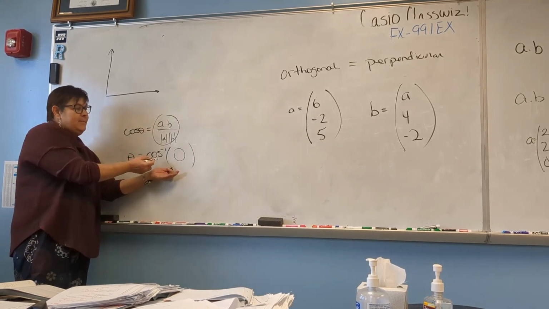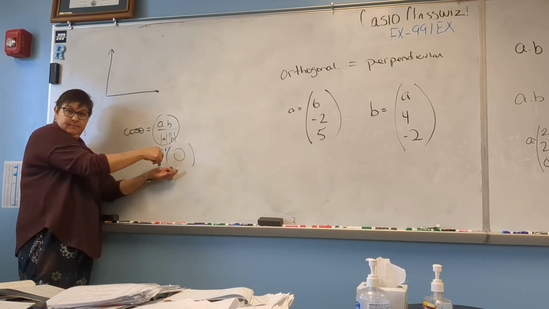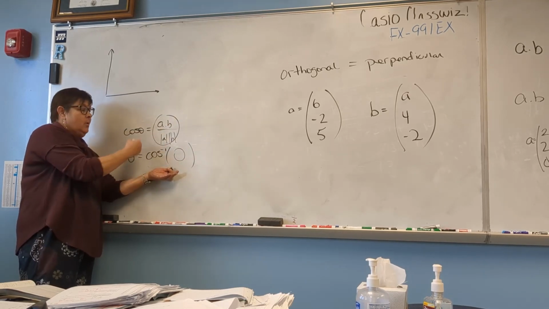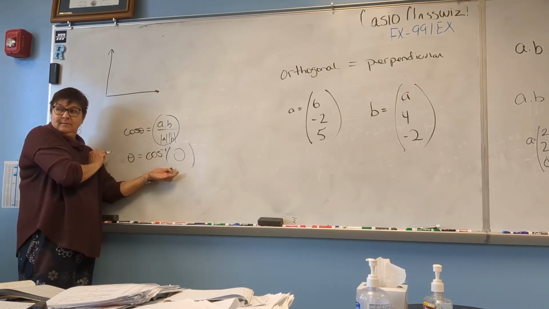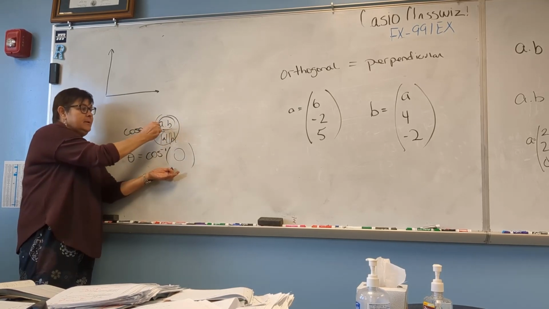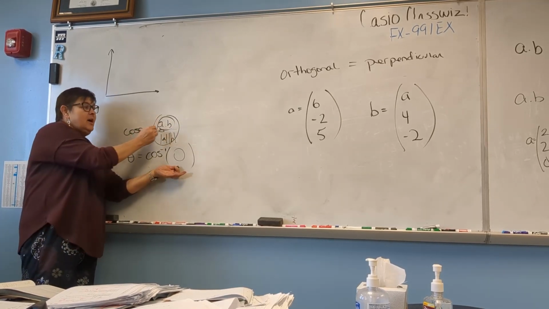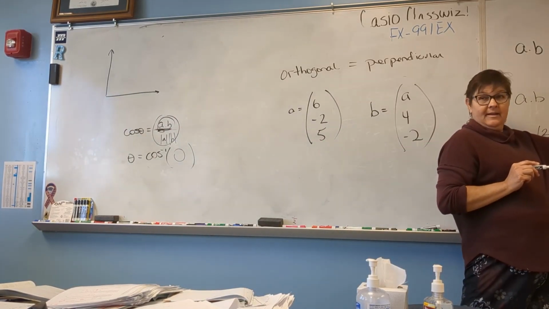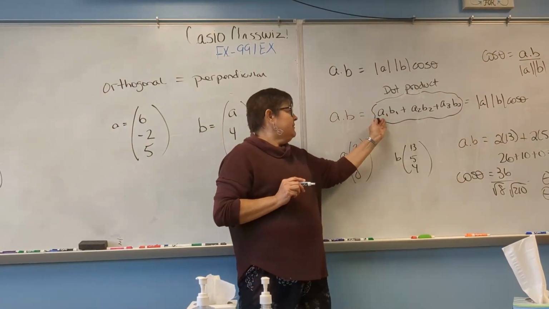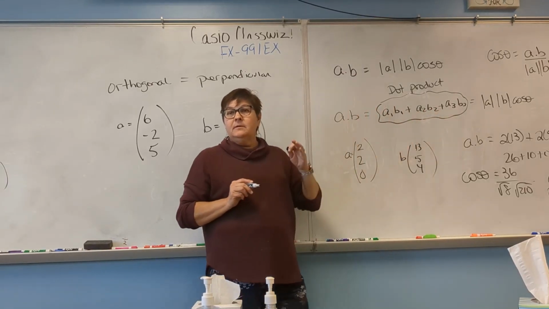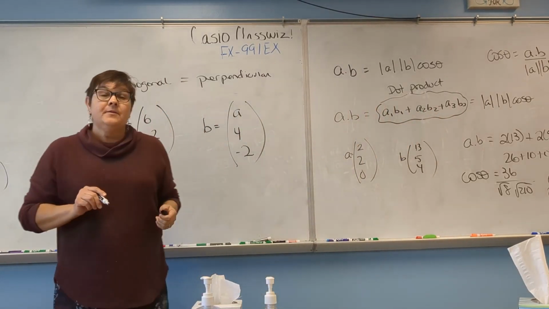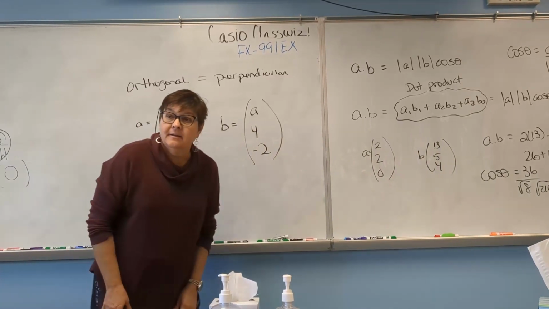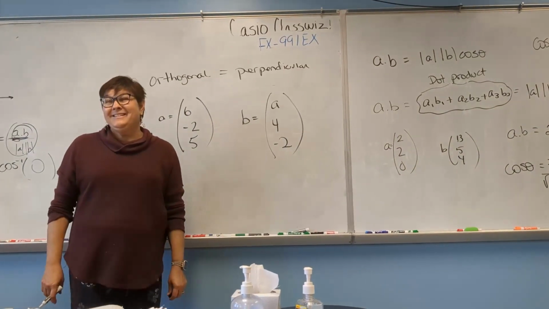What had to happen for this to be perpendicular? I'm telling you those are perpendicular. What had to happen for that to happen? The top has to be 0. What is the top representing? The top is representing this stuff here, yes? The top is the first, the top, middle. So you're going to set the dot product equal to 0. Correct.